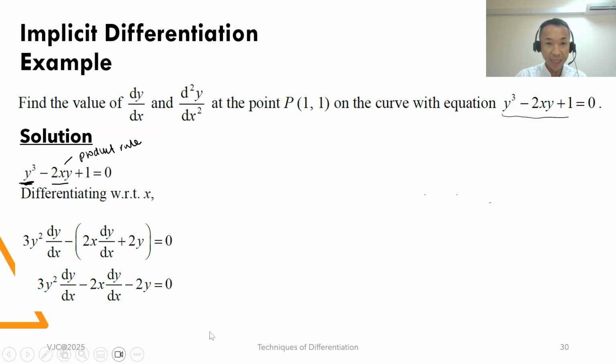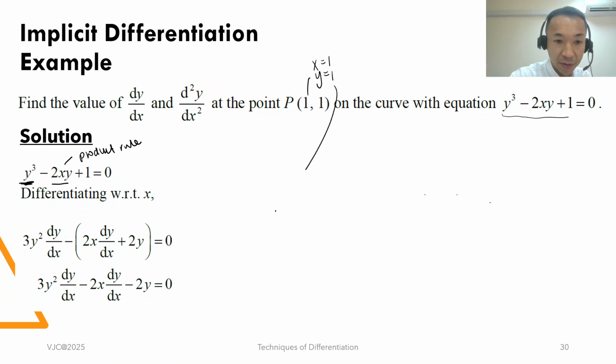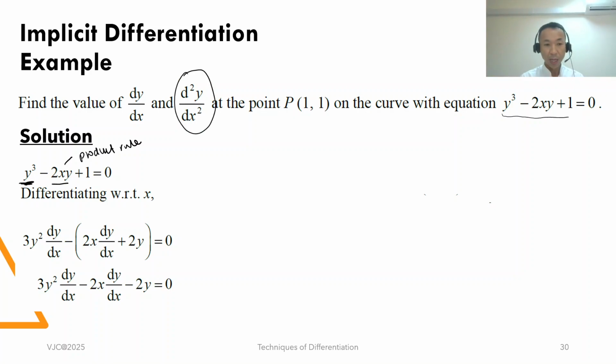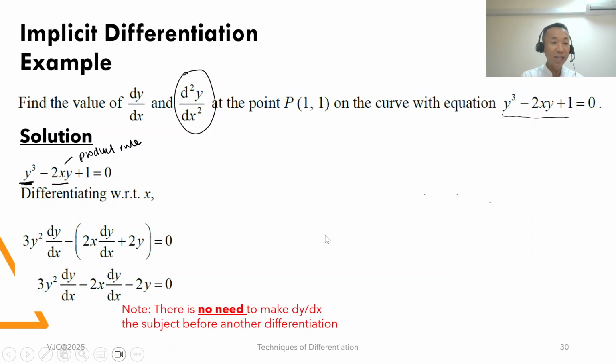Now, quite easily, if you want to find dy/dx from here, we can substitute x equals 1, y equals 1, right into this. Not a problem, we can find dy/dx. But let's hold our horses first. We don't substitute first, later we substitute. But ultimately, we still want to find d²y/dx². Now, most people like to make dy/dx the subject first, then differentiate. My suggestion is no. There is no need to make dy/dx the subject first before another differentiation.